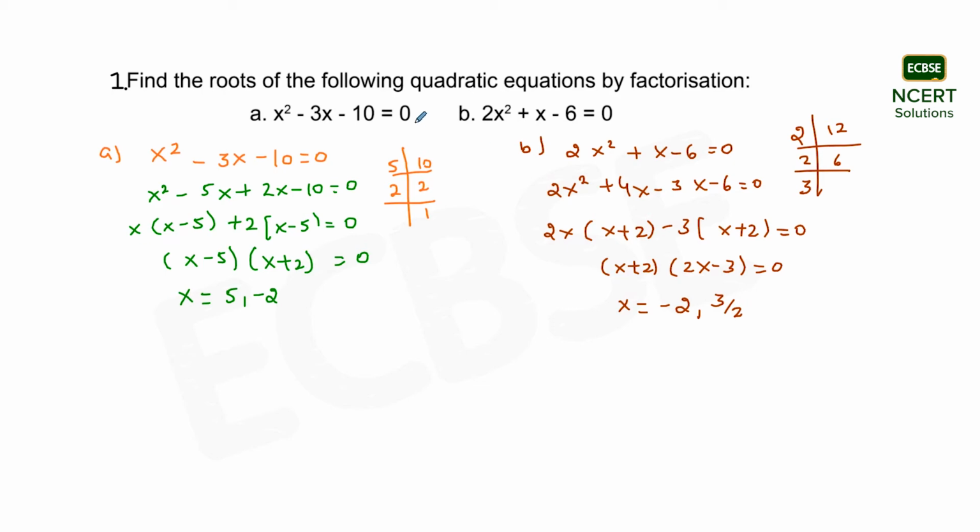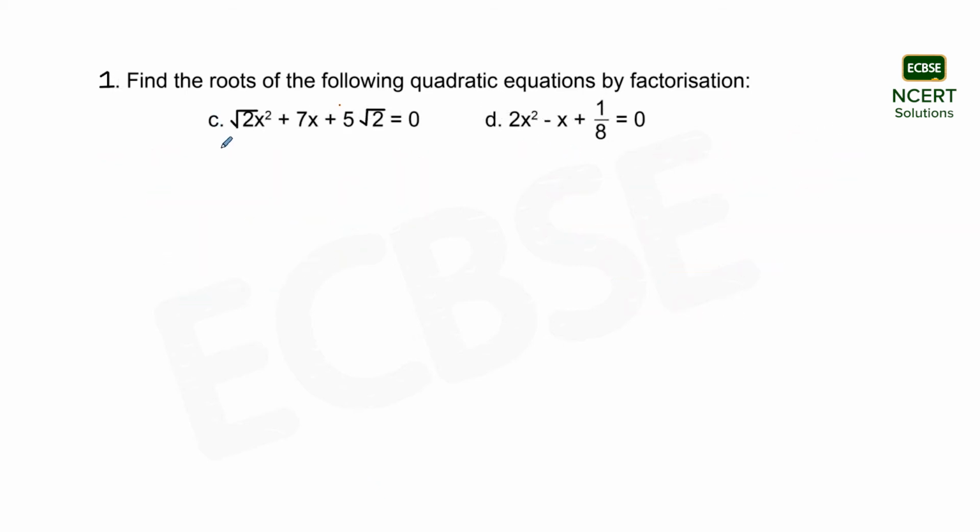So this was about the first and the second part of question second. We will be proceeding further with another parts of question first. Now coming to the third quadratic equation of question first, here the third equation is root 2x square plus 7x plus 5 root 2 is equal to 0.